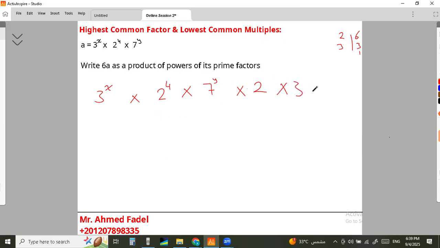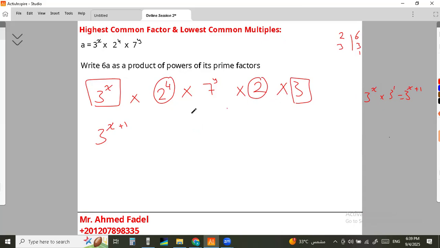Okay, that's it? Not really. You just need to simplify. The 2's take them with each other, and the 3's take them with each other. So instead of 3 to the power of x, what is 3 to the power of x times 3? 3 to the power of x times 3 to the power of 1. We agreed if the two bases are the same, we add the indices. So it's 3 to the power of x plus 1.